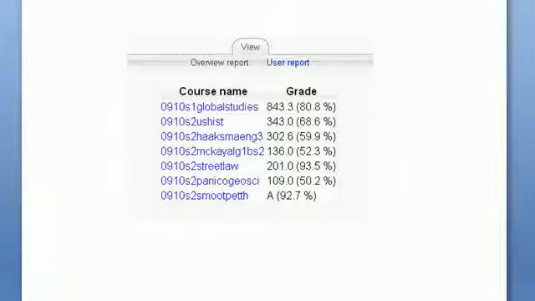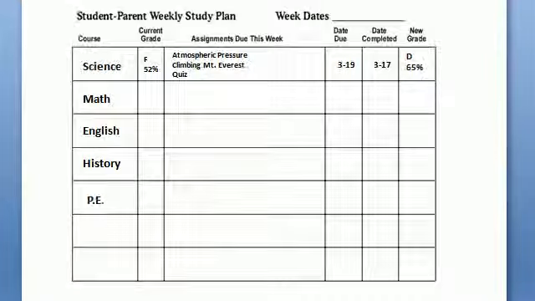So after you sit down with your son or daughter on Monday, fill in half of this worksheet. You could sit down again with your teenager on Friday, and then look to see when the assignments were completed, what their scores are, and what the new grade is for those courses later in that week when you sit down the second time on Friday.